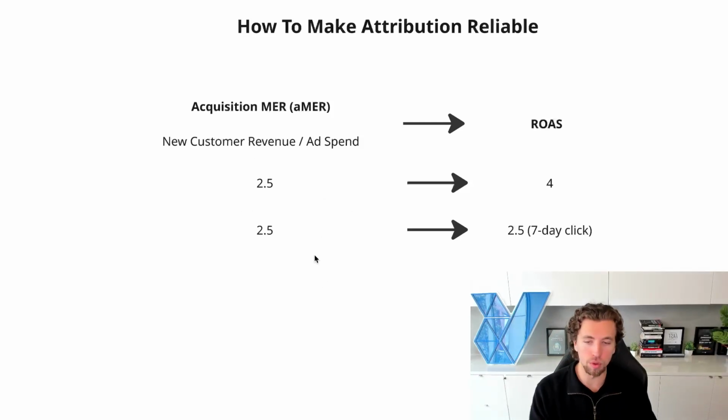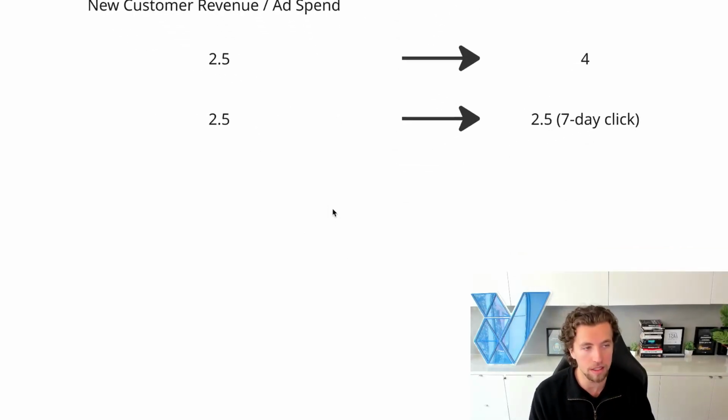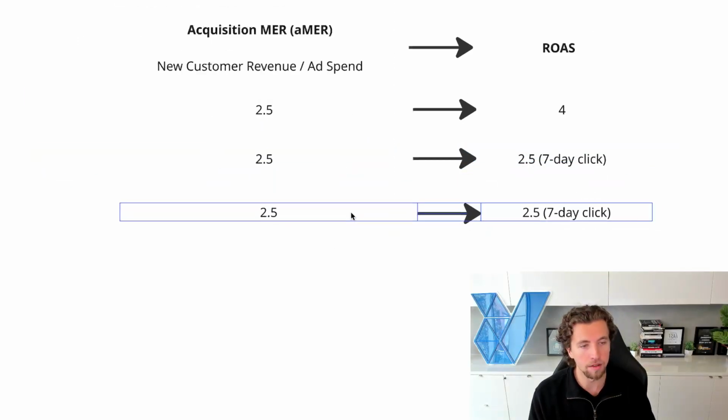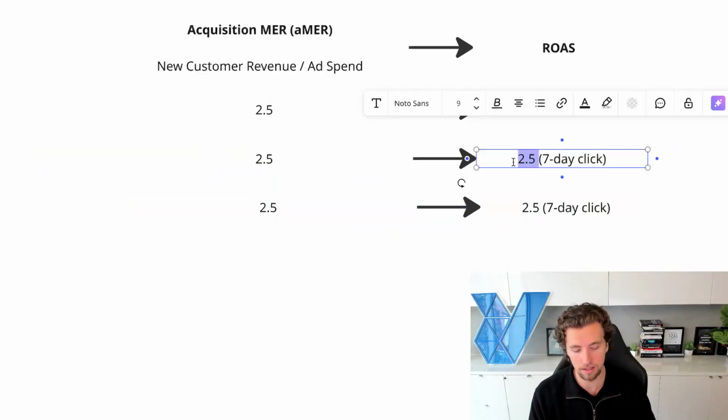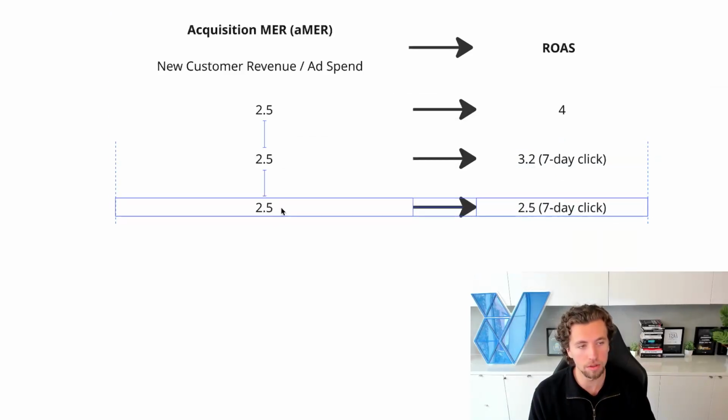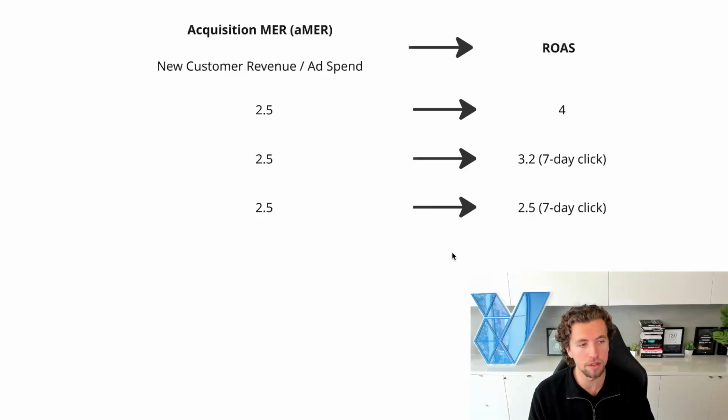So you've now drawn correlation. Now the number that you're actually looking at in platform makes sense contextualized to the P&L. Now it might still not make sense, in which case you need to go one step further. Let's say that even on 7-day click, this is like a 3.2. So it's still over-attributing. What is causing this divergence? Well, it's probably because you have a lot of returning customer attributed click revenue in there as well.